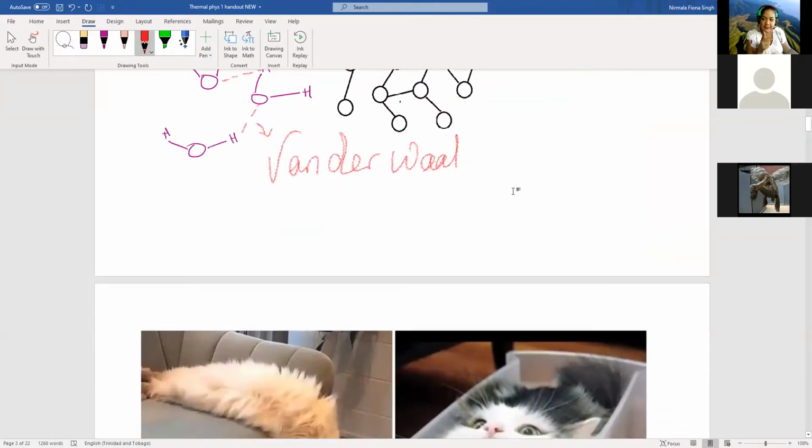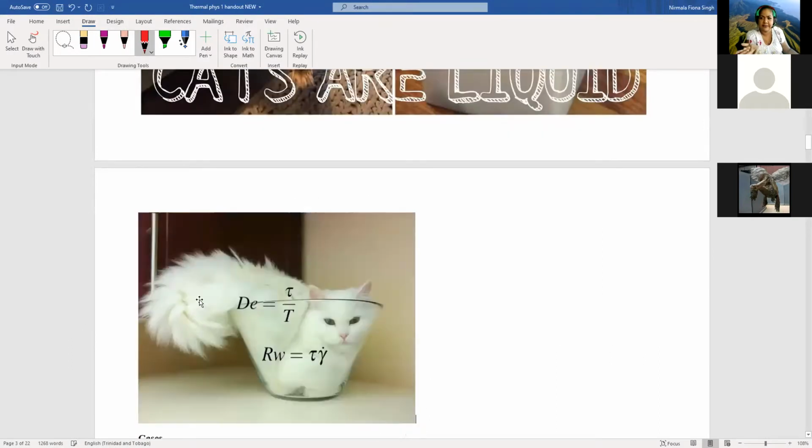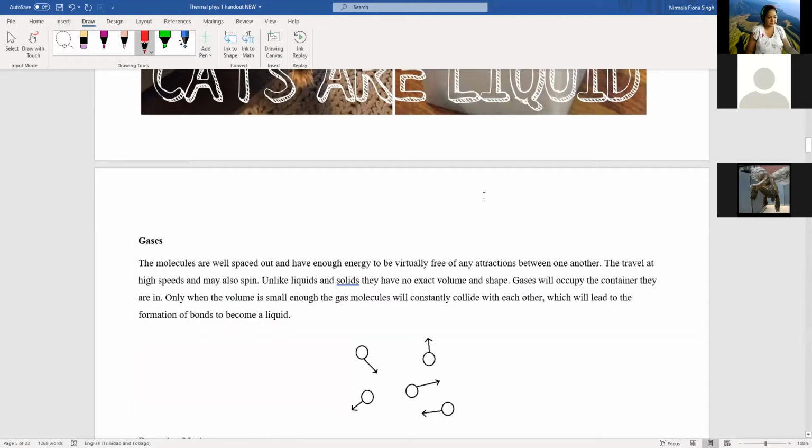Right? Cats are liquid. If you've never seen that meme, go look it up. There are tons of them. I think I have one with physics formulas in it, to show that a cat is actually a liquid. Y'all miss out. You see, I know the nerdy memes. A cat is a liquid. Look at it. It fits in the container. And I'm sure you could take that tail and tuck it in and it's going to take up the whole container. Anyway, let's move on.